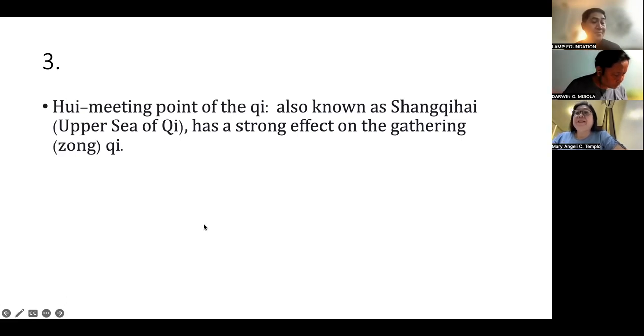Okay, what's the Hui meeting point of the qi? It's Ren 17. Wow, I'm impressed. You know it so well. It is also known as the upper sea of qi. Okay, it has a strong effect on our zong qi, so it's in the upper area. Gathering or zong. Center of the chest. Yeah, very good.